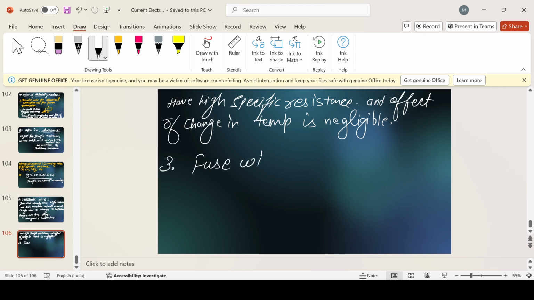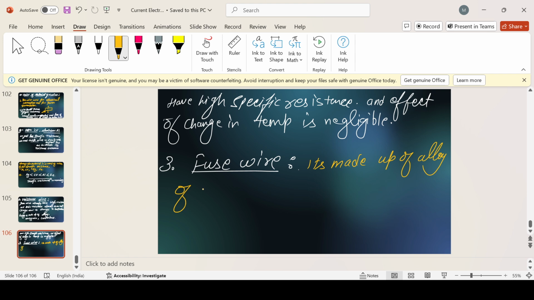Then the third one, fuse wire. Now what has been done to make a fuse wire? First one we have taken was the resistance wire, which is for heating elements. Now we will be talking about the fuse wire. So the fuse wire is made how? It's made up of an alloy of lead, that is Pb, and tin. What is the symbol for tin?